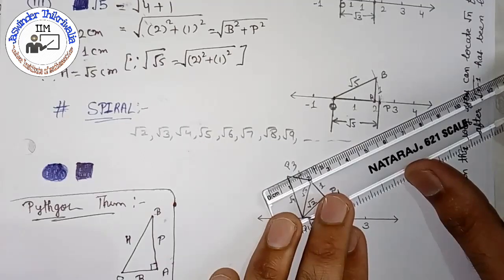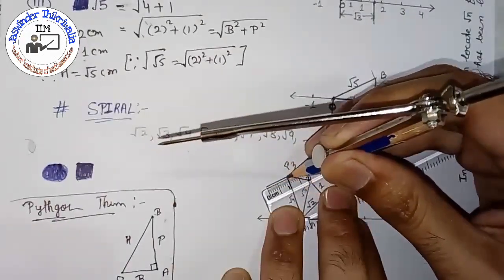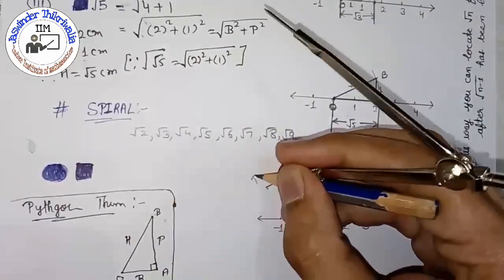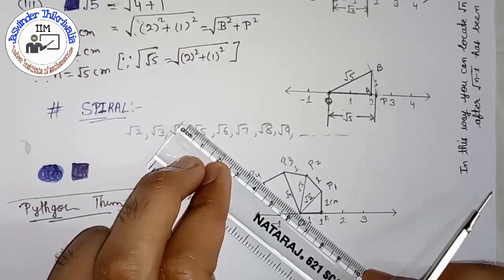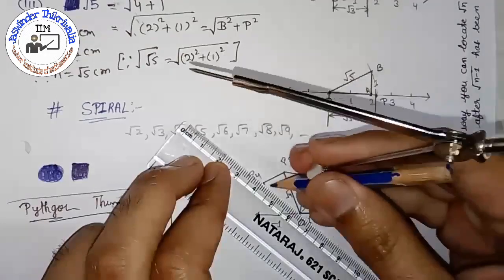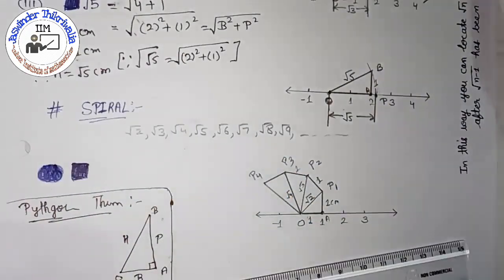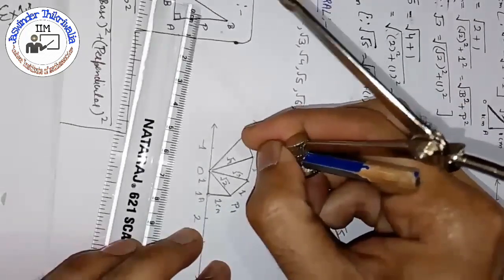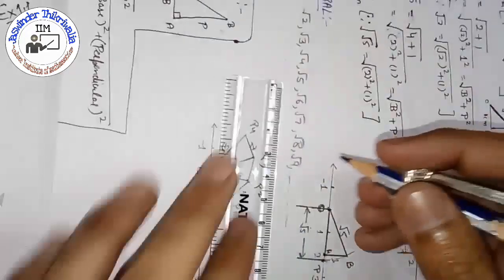Okay, this will be point P4. Join this with O. This will give you a beautiful spiral. At P4 again you draw a perpendicular. Rotate your sheet. Okay, this perpendicular is of 1 centimeter. Now this base is of under root 5. Again we will draw a perpendicular here.